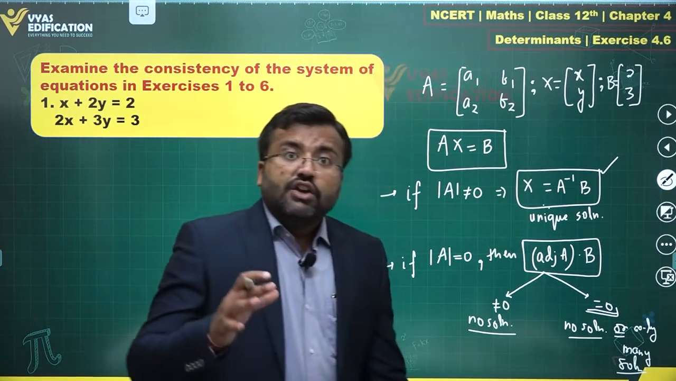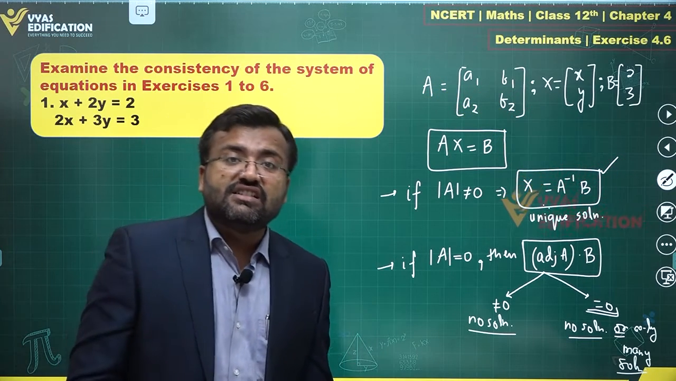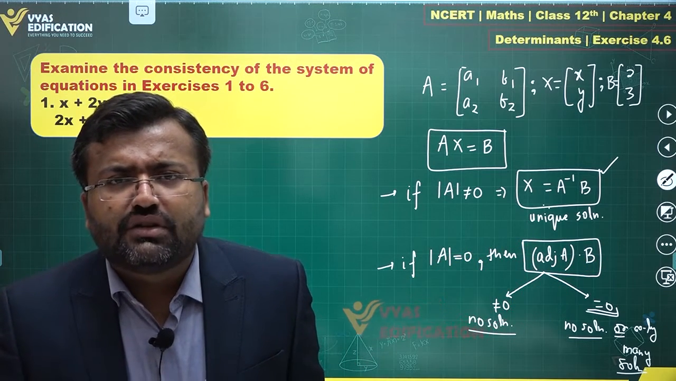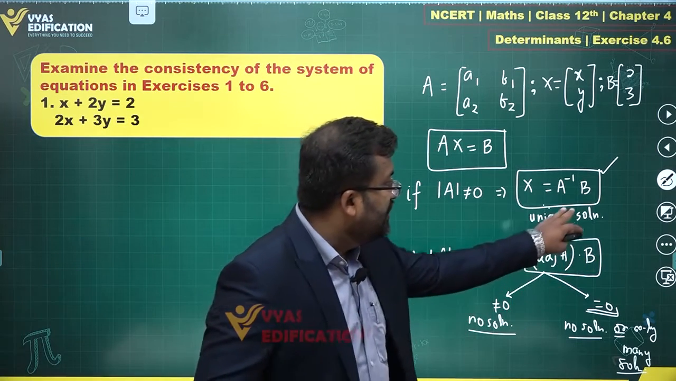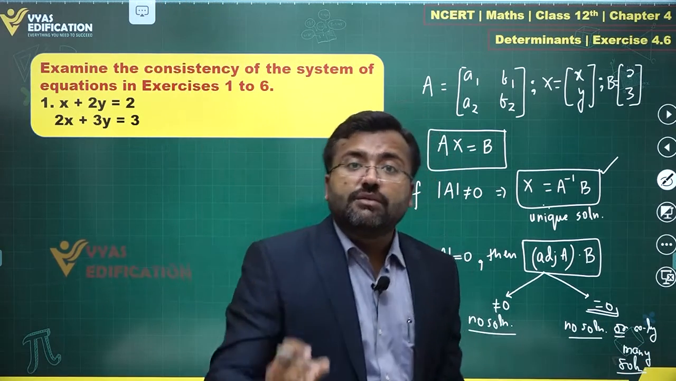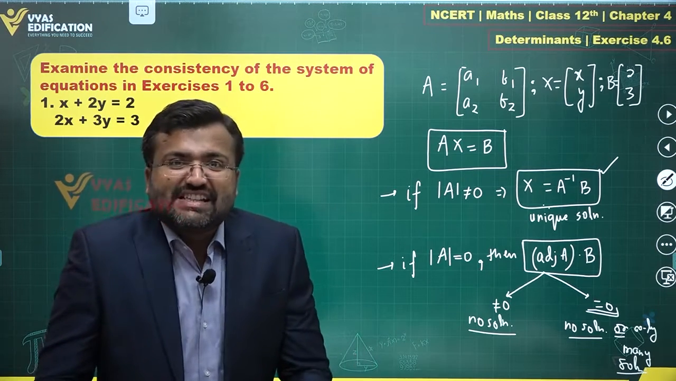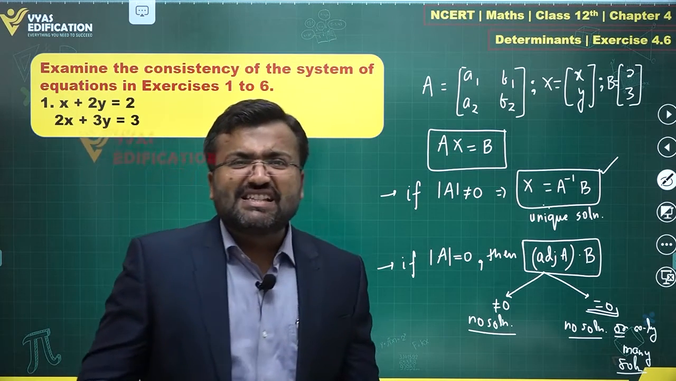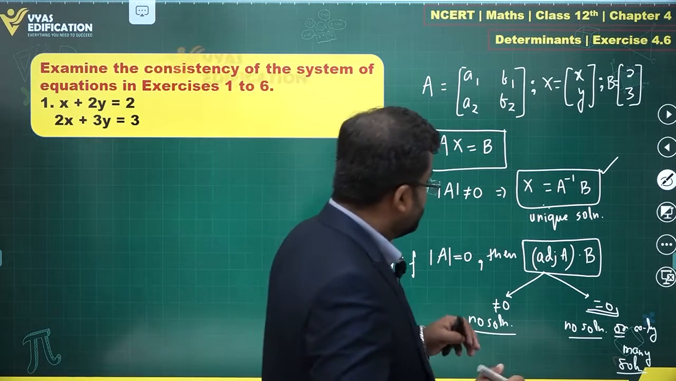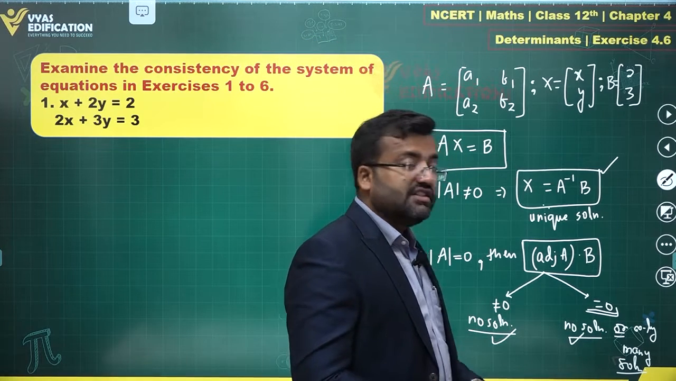So, which of these are inconsistent systems and which of these are consistent systems? Consistent means that the system of equations has a solution. That solution may be unique or it can be many solutions. The system of equations should have a solution for it to be called consistent. So, what about inconsistent? Inconsistent system means the system of equations does not have a solution. So, this is the case for inconsistent, and yes, this is also the case of inconsistent.